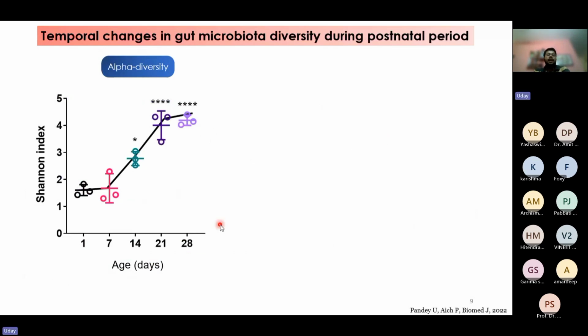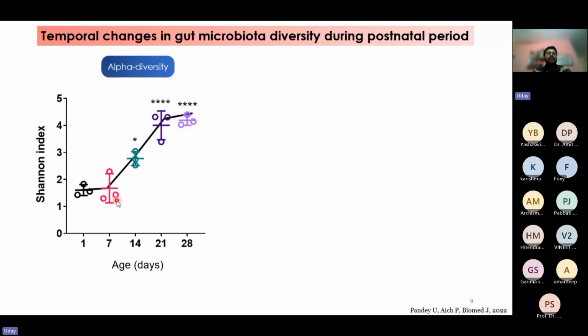Then we wanted to see how the diversity is actually changing. Diversity is how many different types of microbiota there are, how many different kinds of species there are. For that, we use different kinds of indices. One is the Shannon index. So what does the Shannon index do? It calculates how many different kinds of bacterial species or OTUs there are, and also whether they are evenly distributed or not. So there are two factors that it calculates.